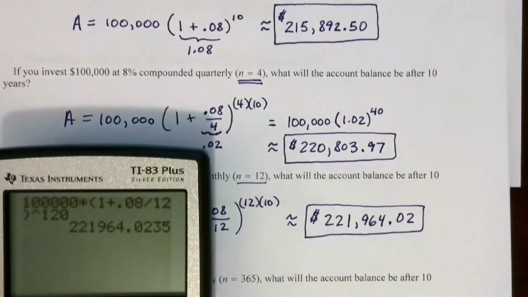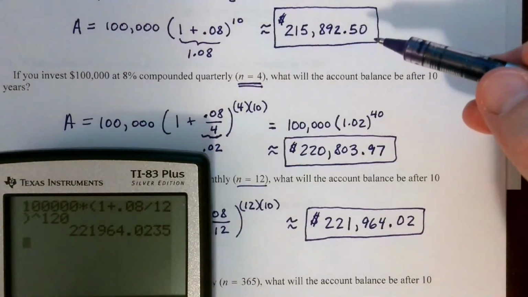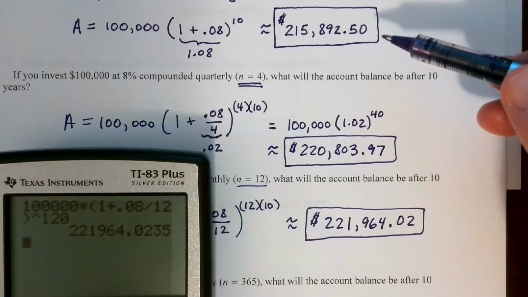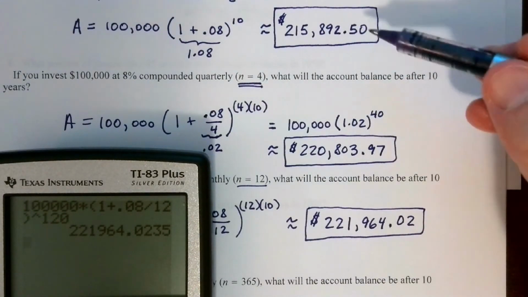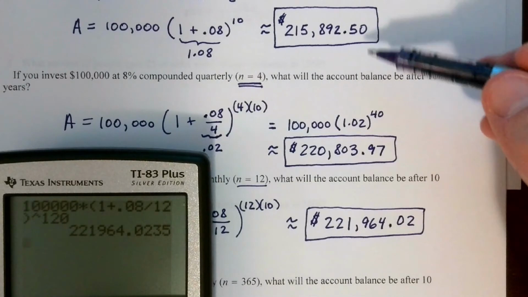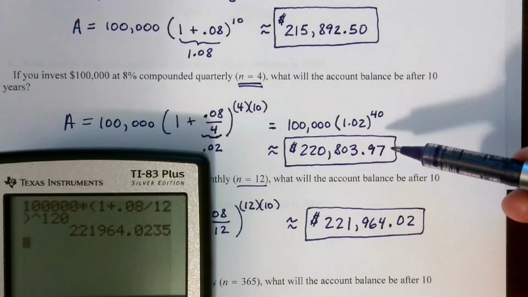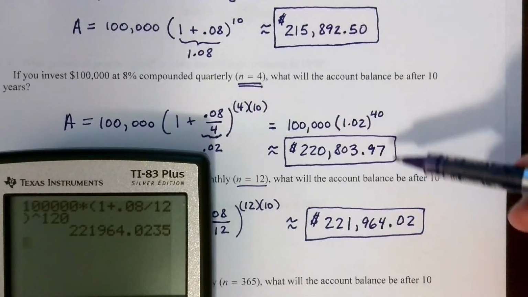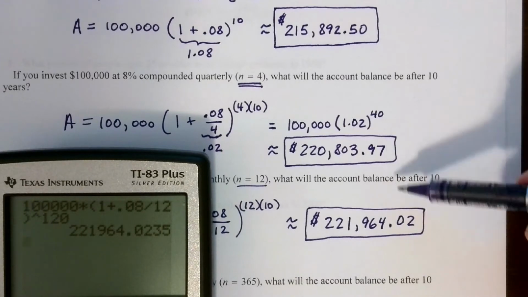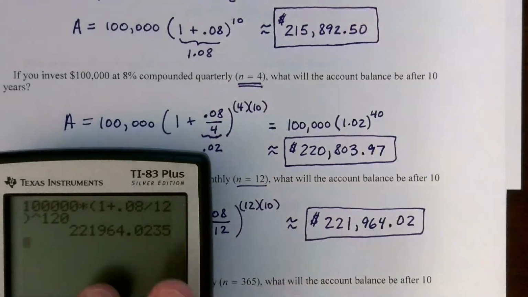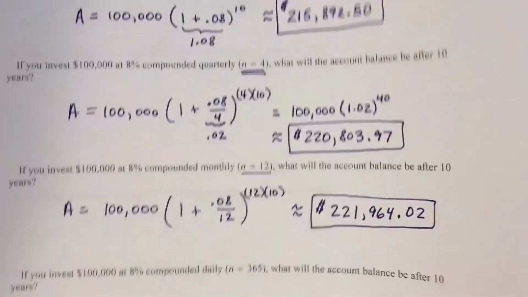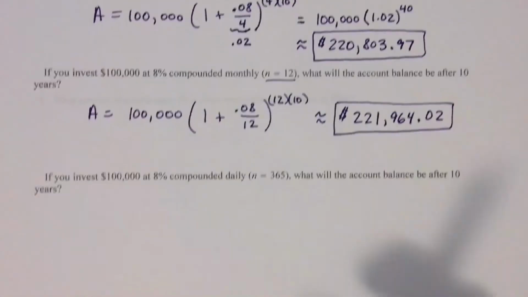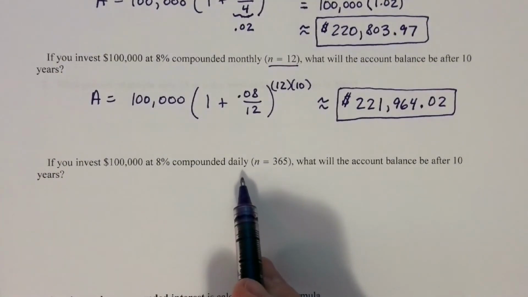We went from one compounding per year to 4 times per year, and we gained almost $5,000, right? And now going from 4 to 12, we gained, but only about $1,000, right? So we're still gaining money, but it seems to be slowing up a little bit. Let's get more money. Let's compound daily.